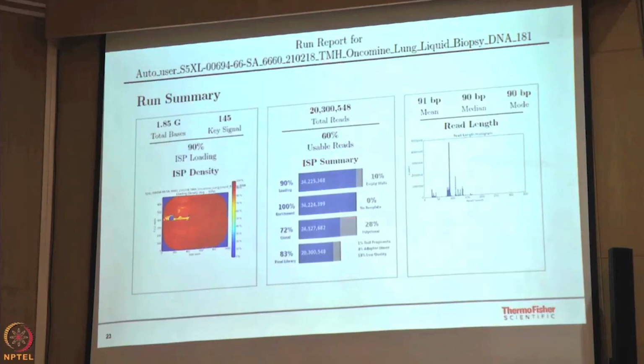Now this is a 530 chip run, and what we have done is we have run a liquid biopsy panel for lung, which is targeting the variations which are there in DNA. So, that will include single nucleotide variations and insertions and deletions, and this is the typical read length.